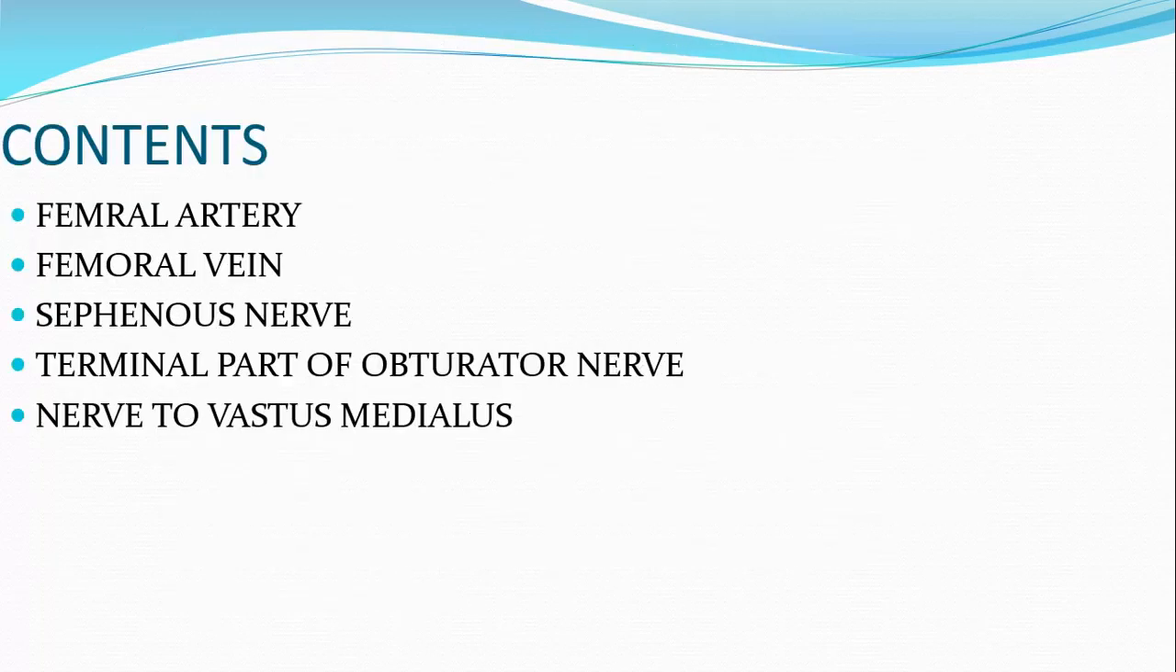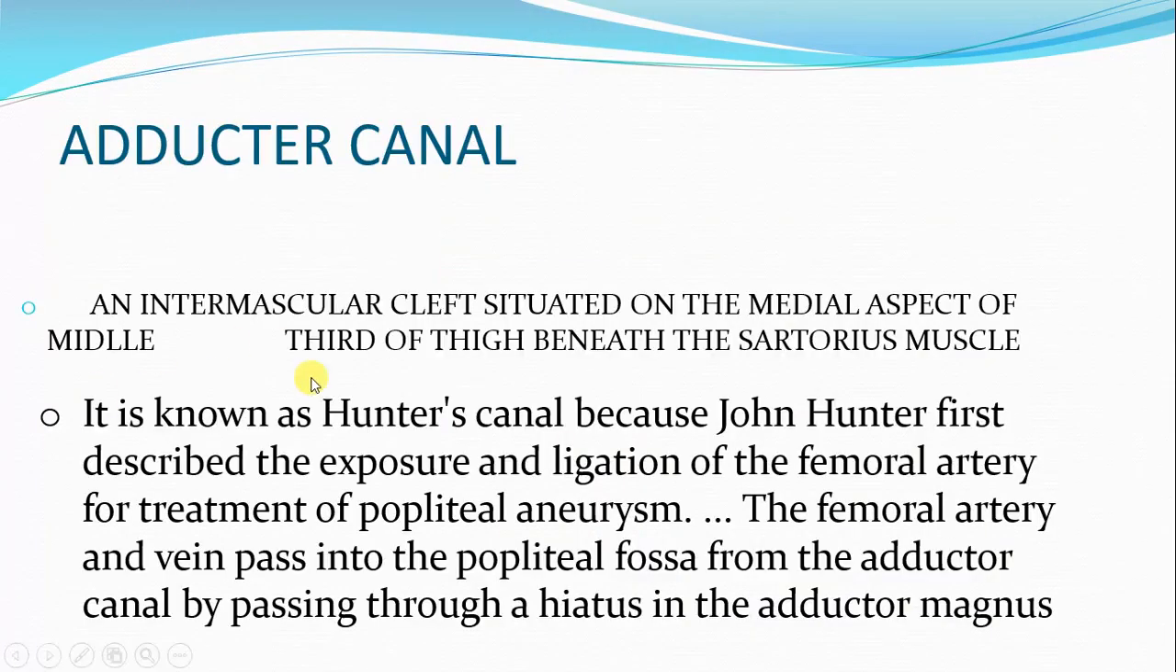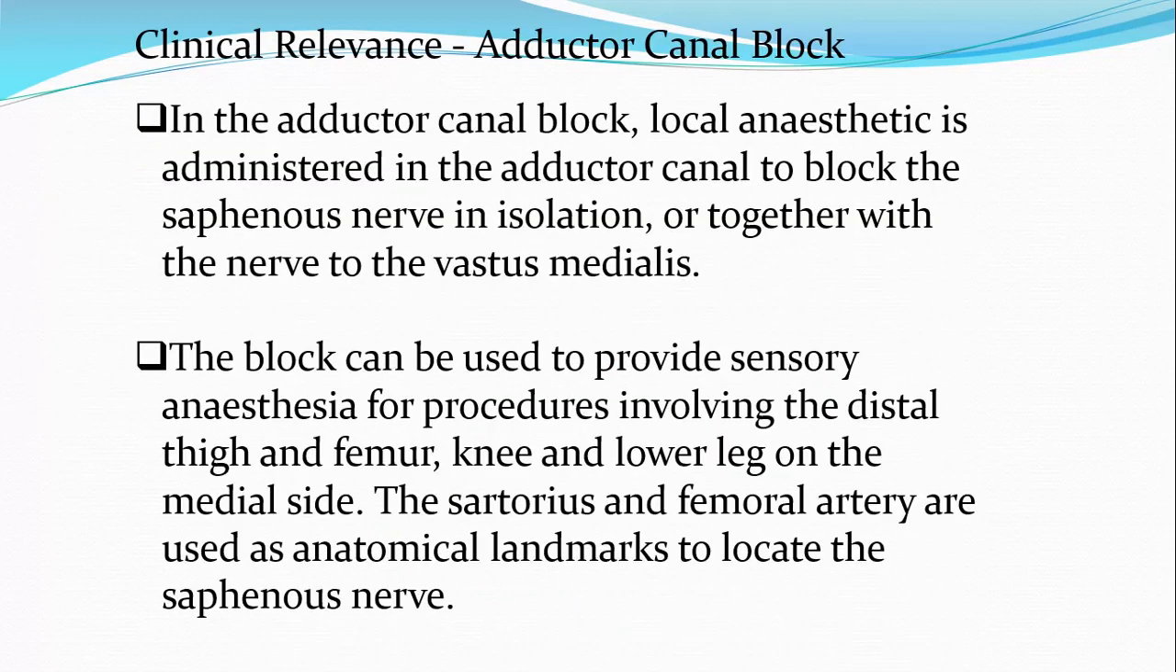So why am I so curious to know about the adductor canal? One is that, as we have seen in the first slide, it is known as Hunter canal. Why? Because it is Hunter who first exposed it to ligate what? The femoral artery. So you can expose the femoral artery here in the adductor canal, and a nerve is lying in it, that is the saphenous nerve, which is a cutaneous nerve. So it can be blocked. So you can put an adductor canal block.